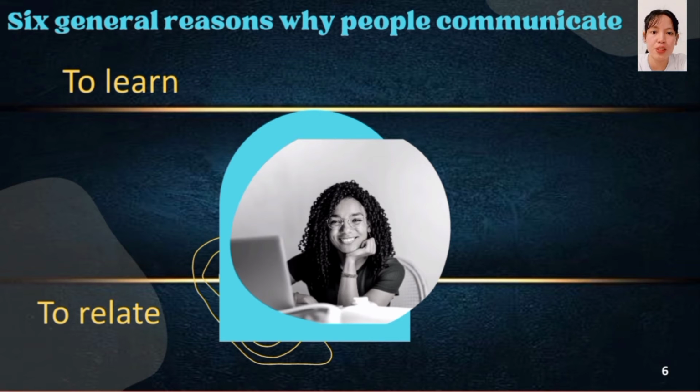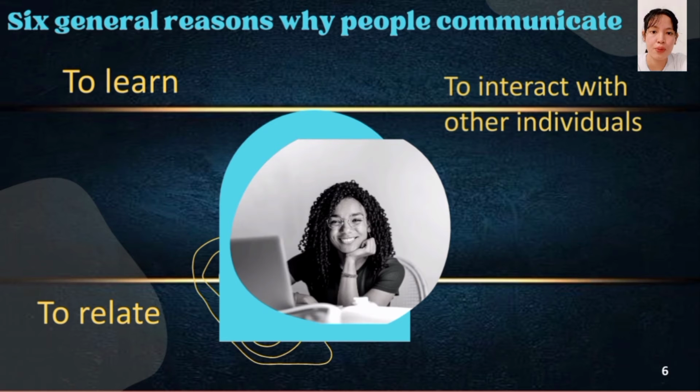Every person desires to belong in a certain organization where they want to do something together with their friends. The next one is to interact with other individuals. No man is an island, a very popular quote, where we communicate in order to survive. If we encounter life difficulties, we may want to speak with our friends to cope with the challenges in our life.